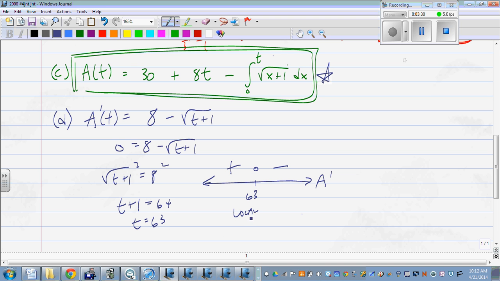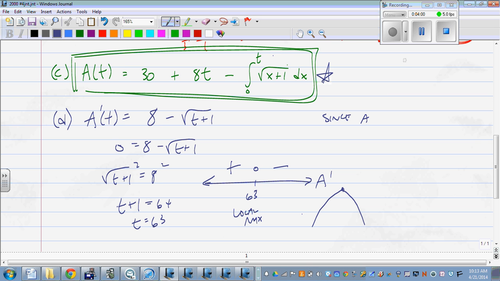So we know it's a local max, but like I said earlier, if our function is going to be increasing, then decreasing, and that's it, that point has to be the highest. It's going to be higher than both endpoints, because the function had to increase to get there, and then from here to the other endpoint, it's decreasing. So we have an absolute max at t equals 63.